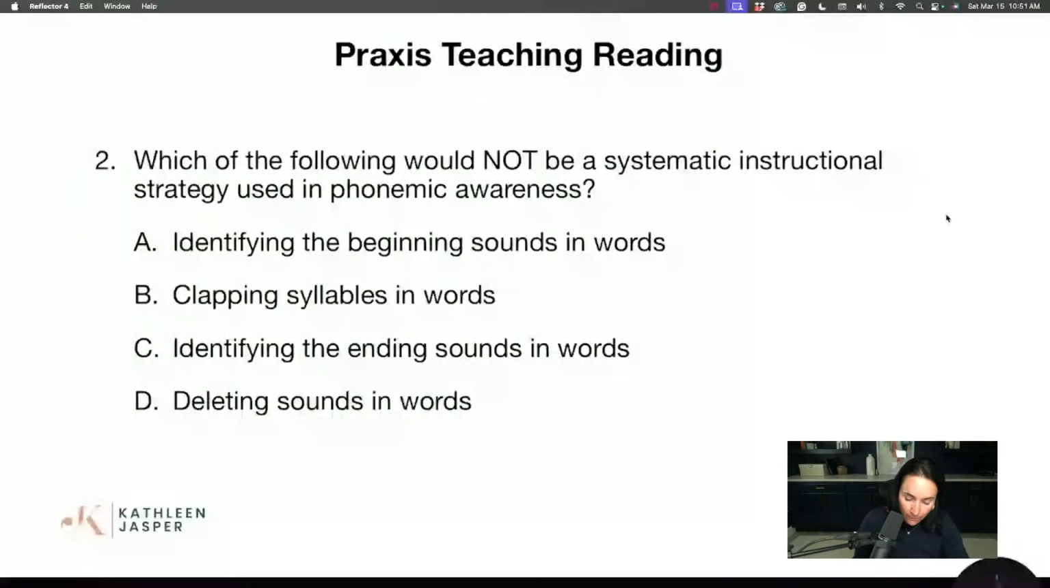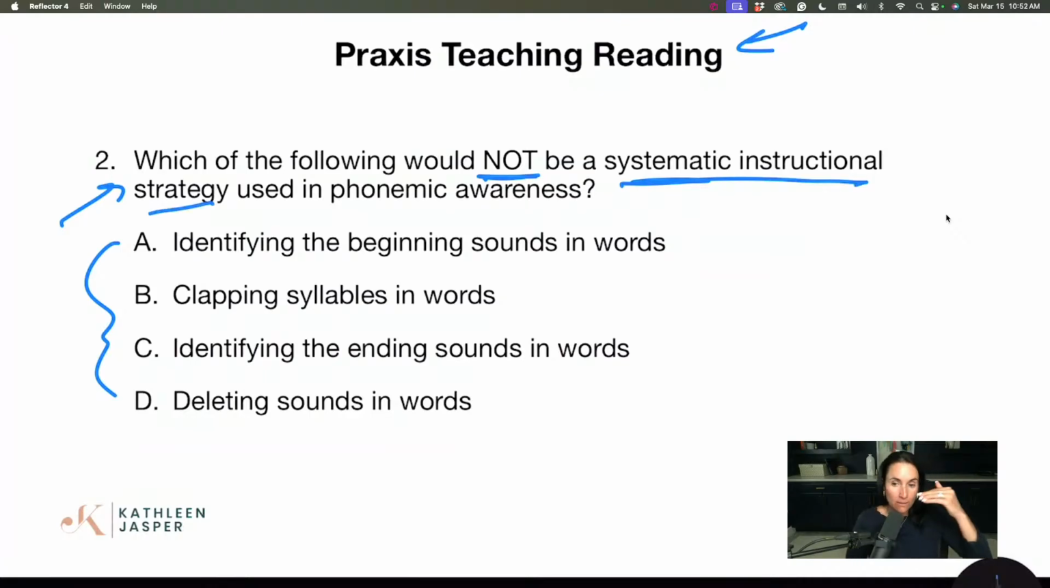All right, now we're moving into the Praxis Teaching Reading Free Study Guide. I'm going to do a few things here. I have this word "not," and I've got some short answer choices here. So I'm just going to read the question first. Which of the following would not be a systematic instructional strategy used in phonemic awareness? Okay, we have a couple things here. We have systematic instructional strategy, so that starts down here and then moves up to the next skill and the next skill. Also, we have the term phonemic awareness.